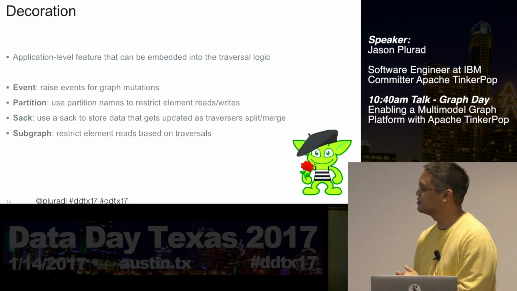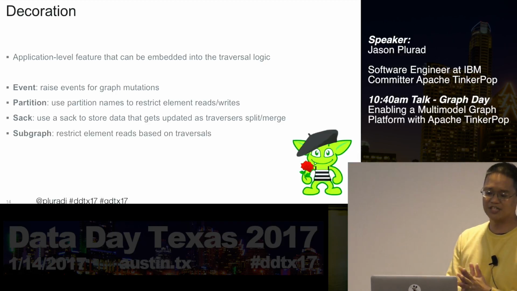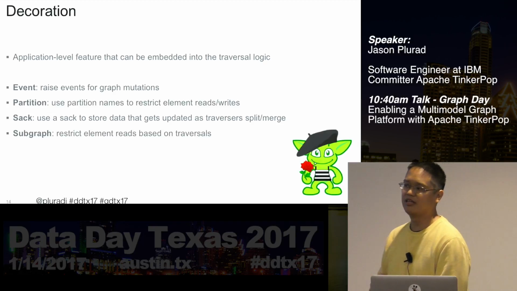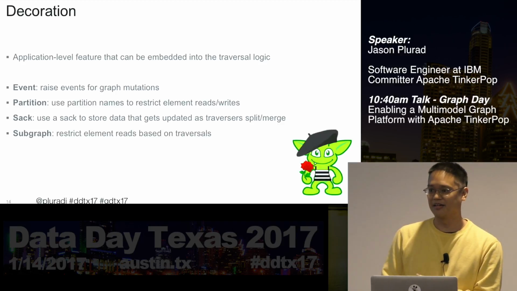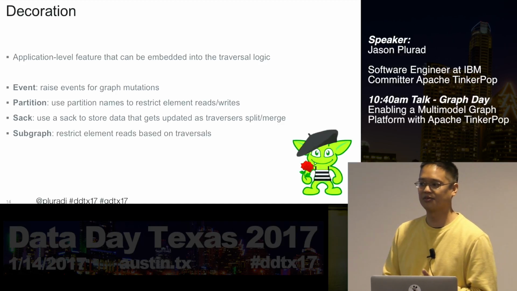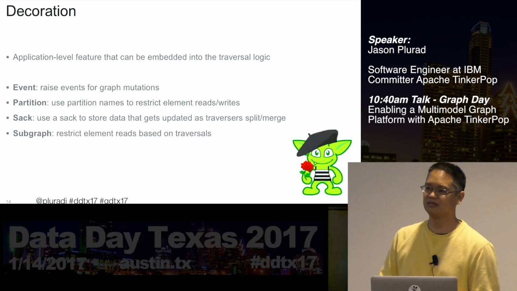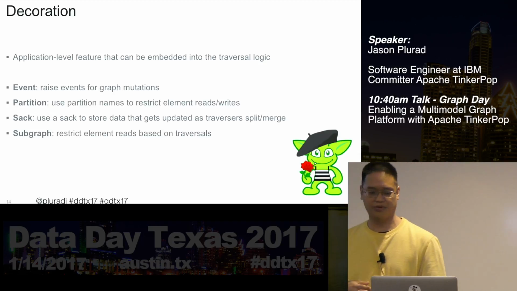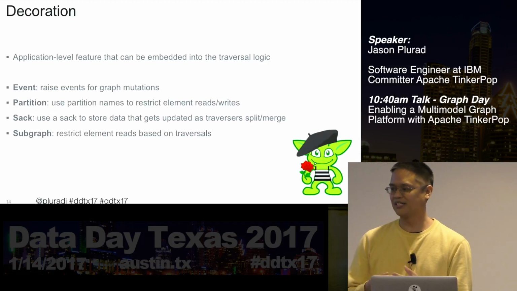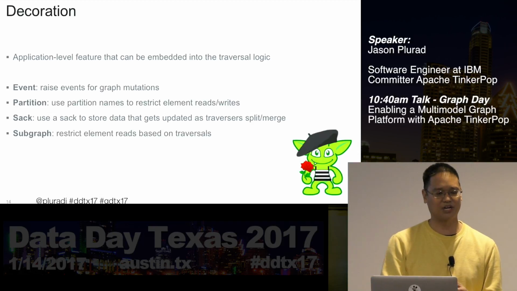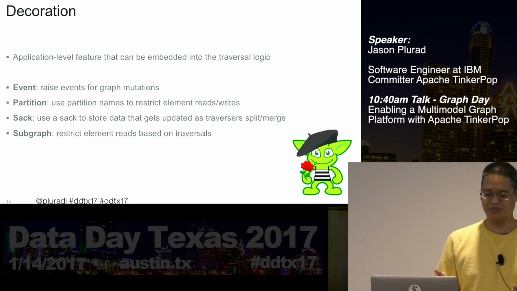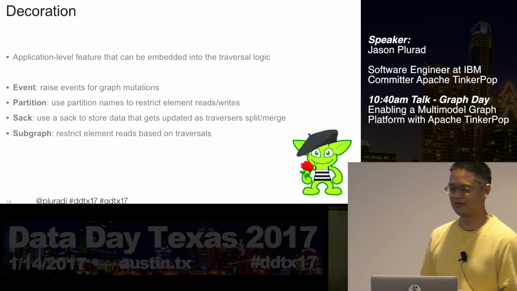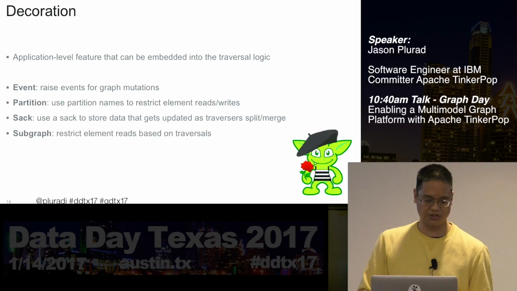So a decoration type of traversal strategy, these are application level types of things. We showed before the event strategy, and that's a good way for looking at mutations. Another interesting one is the partition. So this would be a way to, say, label some of your data as you bring it into your graph. What it does is it sets a private property on the data and labels it as coming from a specific type of domain. So what you can do is you can restrict traversals to a specific partition.